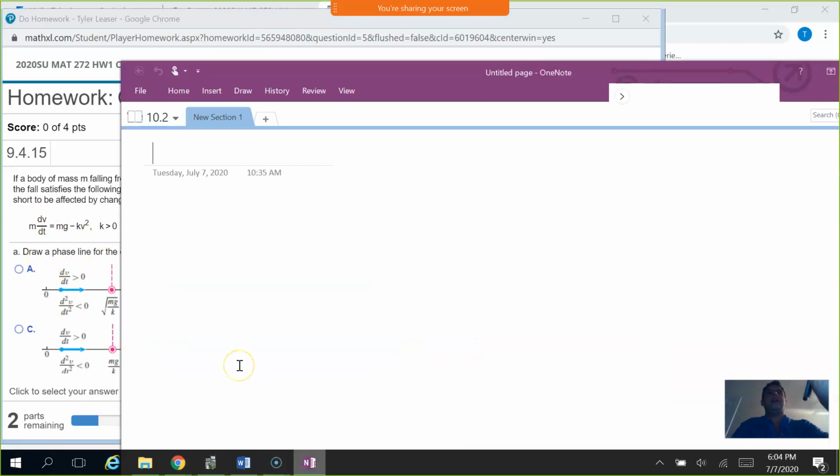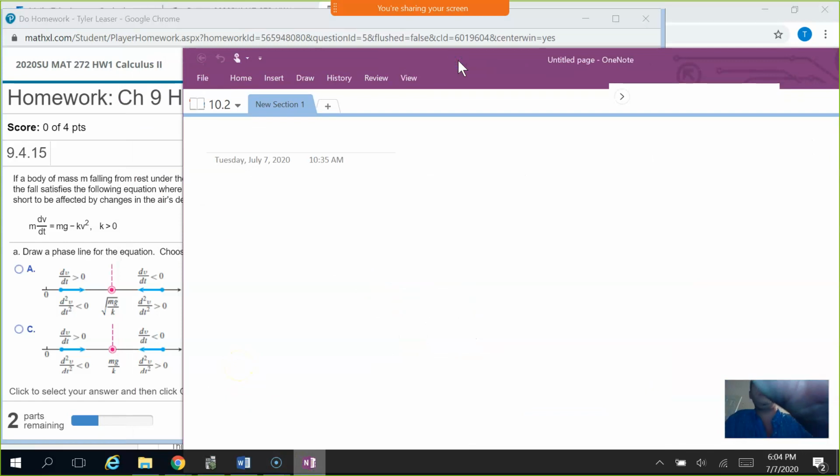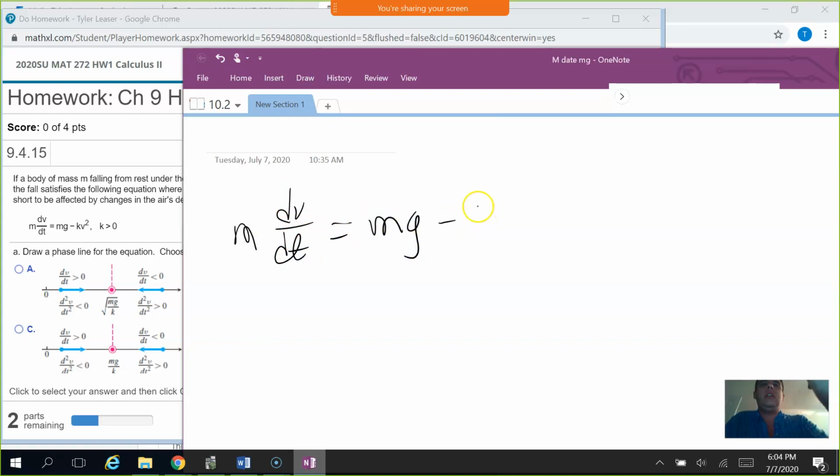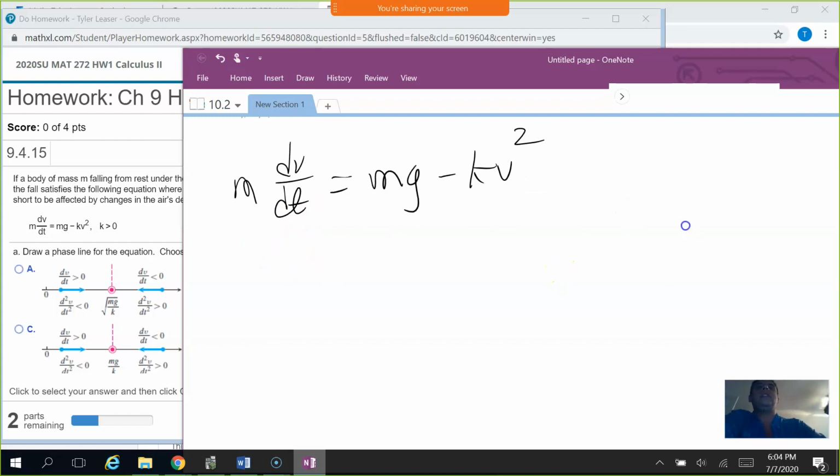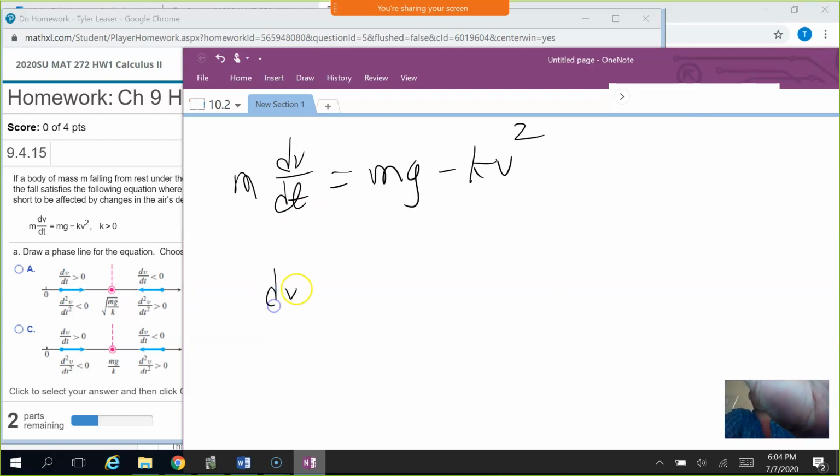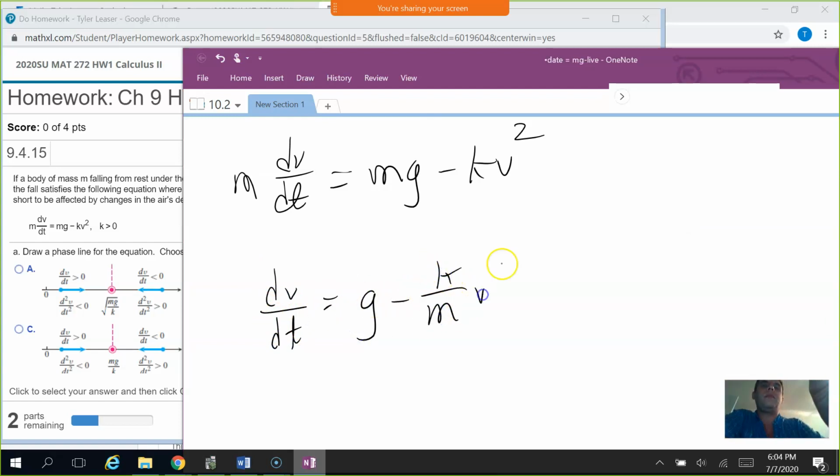So let's kind of talk about that. Let me copy down the differential equation. m dv/dt is mg minus kv squared. So the first thing that you have to do for this is have the derivative by itself. So let's just divide that constant of m over. Okay, cool. So just dividing that m from each of the terms.